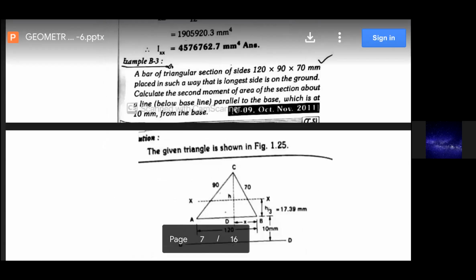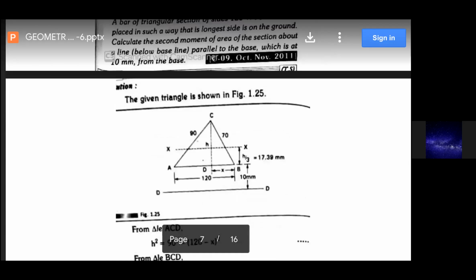Next, a bar of triangular section with sides 120 cross 90 cross 70 is placed in such a way that its longest side is on the ground. Calculate the second moment of area of the section about a line parallel to the base, which is at 10 mm from the base. Okay, so first the triangle.